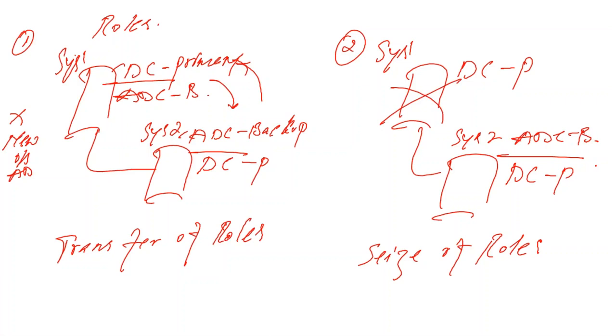Okay. Then when we have to go for transfer of roles, when DC and ADC are both working, but we are facing a problem in the DC, right, and we want to troubleshoot that problem. So before bringing the DC down, we are transferring the roles from system 1 DC to system 2 ADC, and ADC will act as a DC and DC will act as an ADC. Then we can troubleshoot the problem of system 1 there.